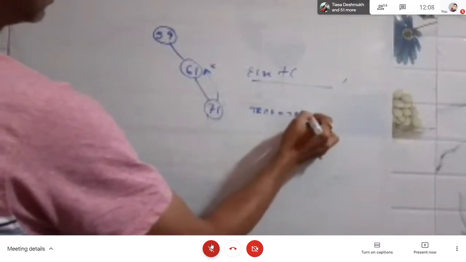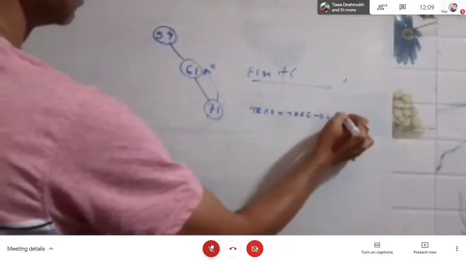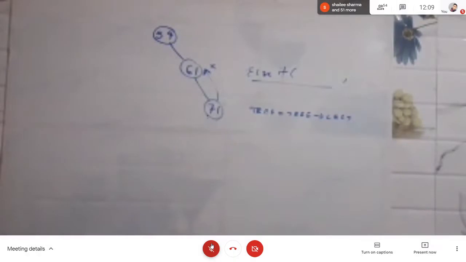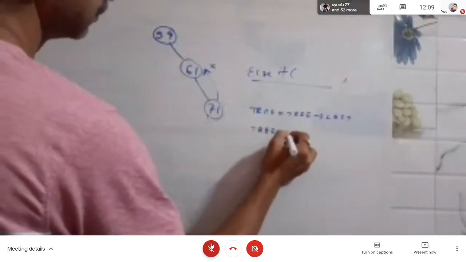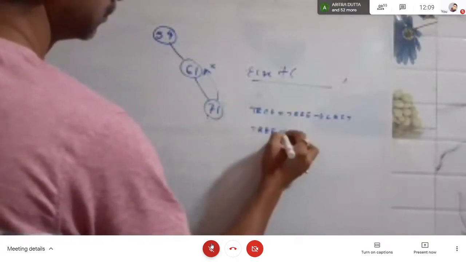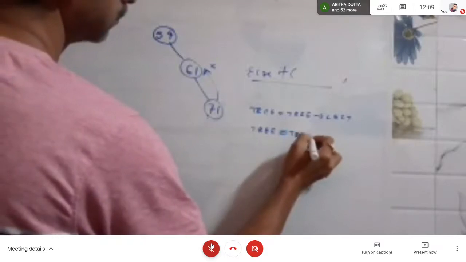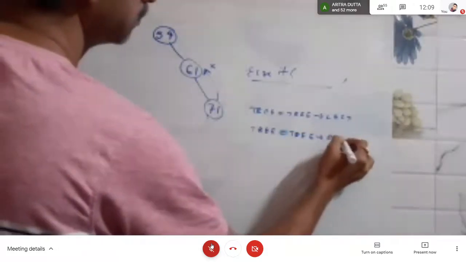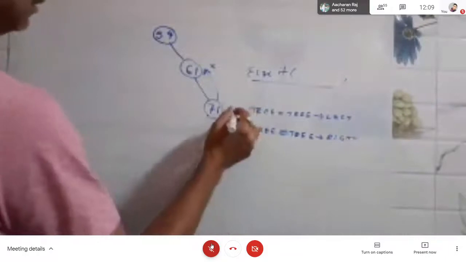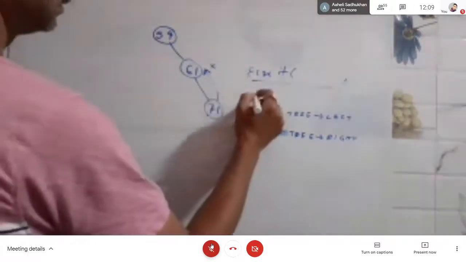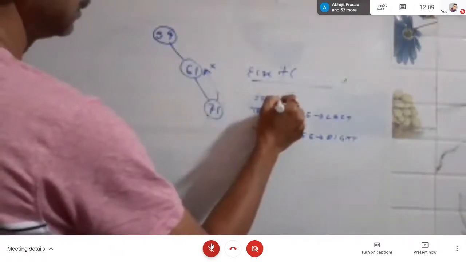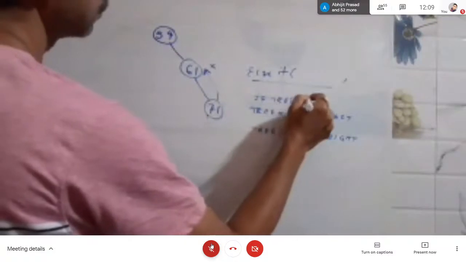Next one is T of n equal to 16 into T of n by 4 plus n. Then a equal to 16, b equal to 4, k equal to 1 and p equal to 0, right? Then compare a and b power k. A is 16, b power k is 4 power 1. All the variables are according to the theorem, which means a is greater than b power k. So what is the condition?